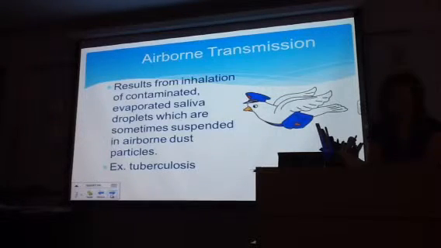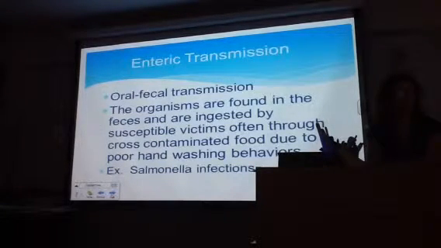An example of that is tuberculosis. Enteric transmission is oral-fecal transmission. The organisms are found in the feces and are ingested by susceptible victims, often through cross-contaminated food due to poor hygiene of hands. A good example of that is salmonella.